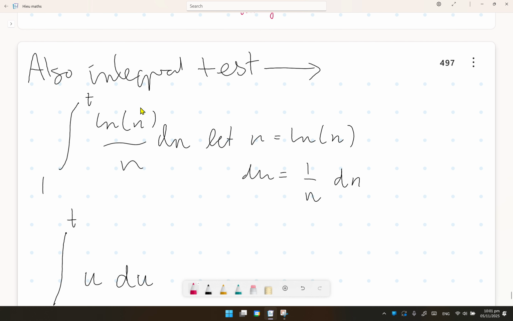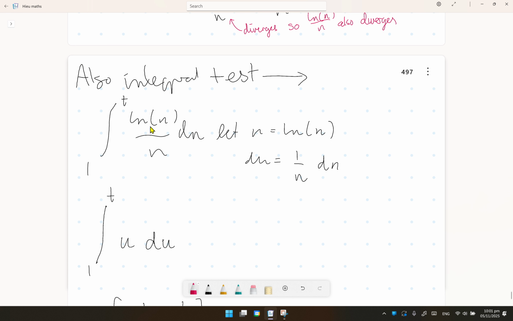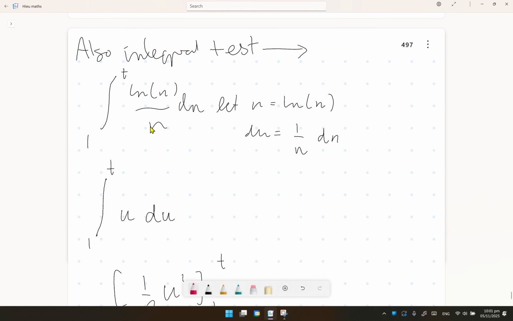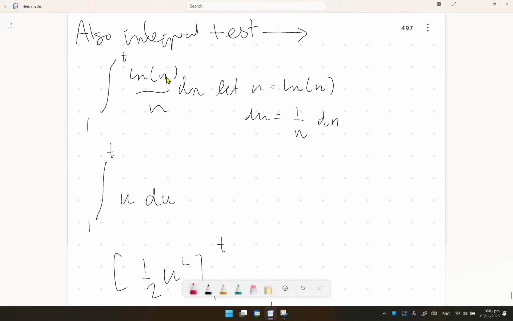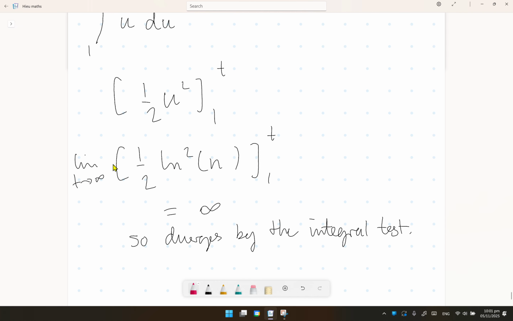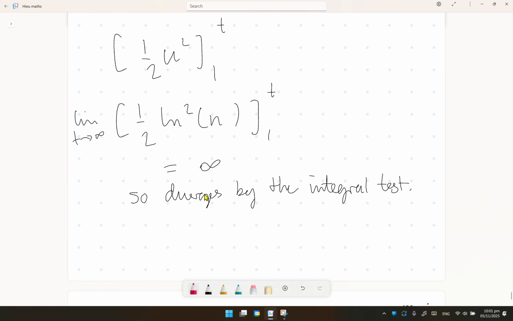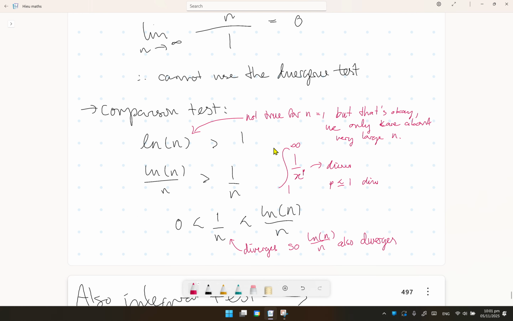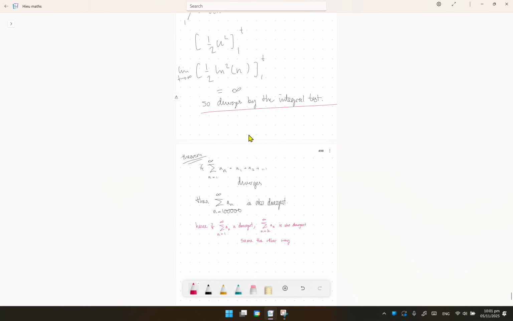We can also do the integral test with this, and it's actually quite a simple integration. You just use u substitution, and you end up with u du. It's really simple, and basically you end up with ln squared of n, and if you plug t in, it's ln of infinity squared, and so again it's infinity. So it's divergent both by integral test and by the comparison test. But yeah, that's what we did today.